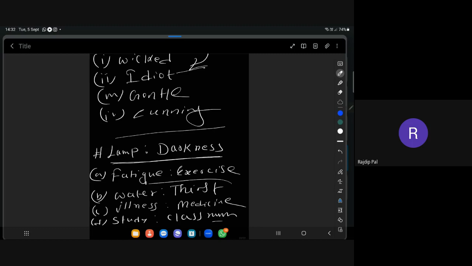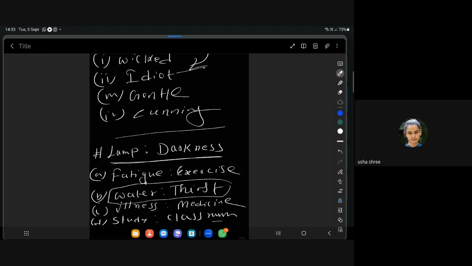Okay, water, thirst. Actually, the relationship, if you see, lamp is removing the darkness. The first one is removing the second one. So water is quenching the thirst, right? That's why water and thirst will be the answer. The option number C is illness first and medicine next. Is it clear? Illness and medicine.